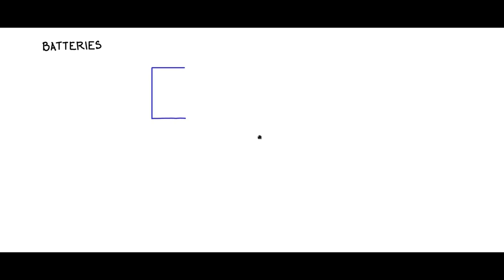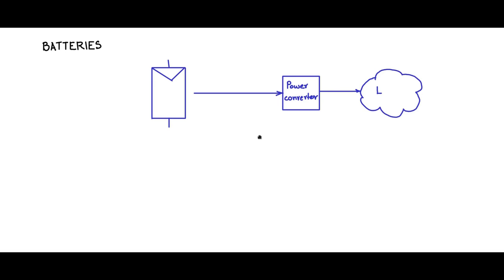Consider an application like this. We have a PV panel, PV source, which is connected through a power converter, and the output of the power converter is connected to a load. This is a typical application. No batteries are used.